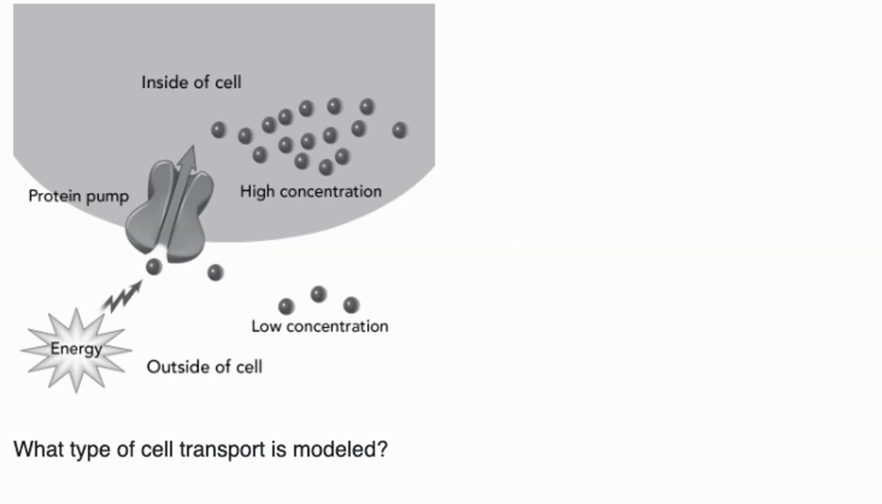Now, if we take a look at this picture, what type of cell transport is modeled here? So we're looking at a protein moving these molecules in from a low concentration to a high concentration. And again, energy is required. So anytime you see molecules moving against their gradient and energy being required, this should tell you that it is active transport. Now, the reason that it's active transport is because energy is required for the solute particles to cross the cell membrane.